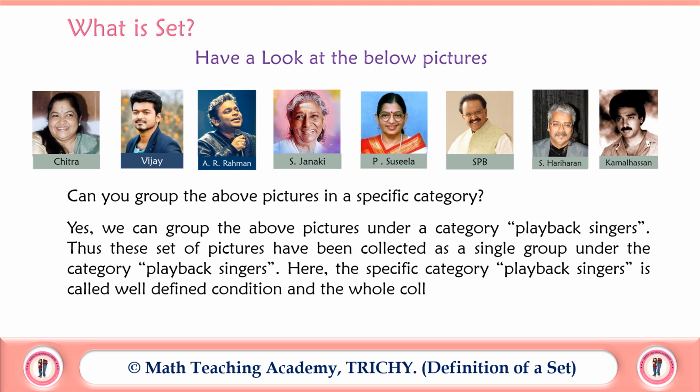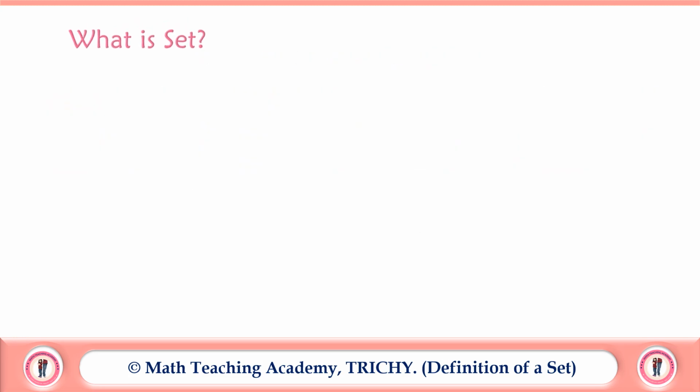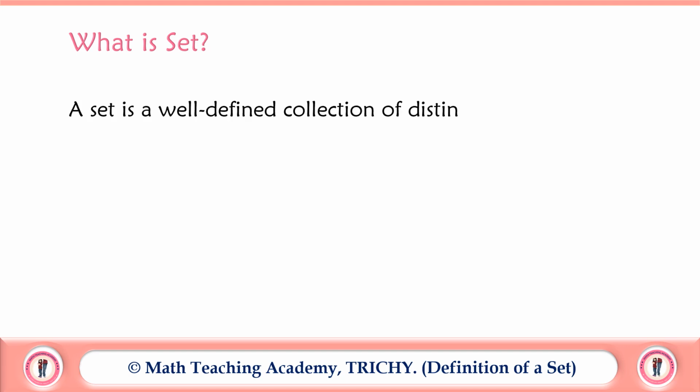Here the specific category playback singers is called a well-defined condition and the whole collection is called a set. Hence, a set is a collection of well-defined objects. A set is a collection of well-defined distinct objects. So this is the mathematical definition of a set.